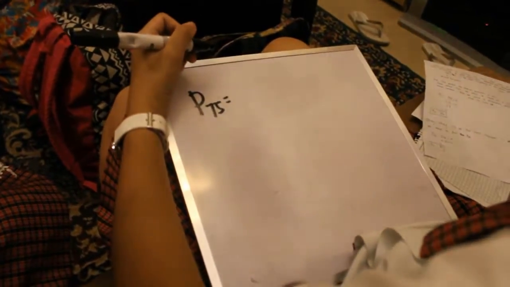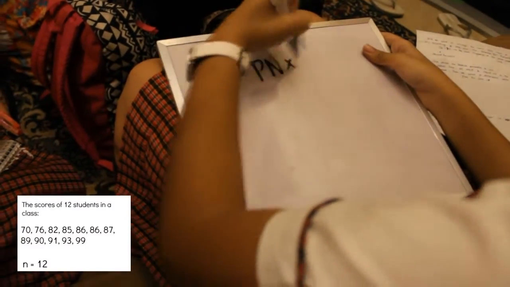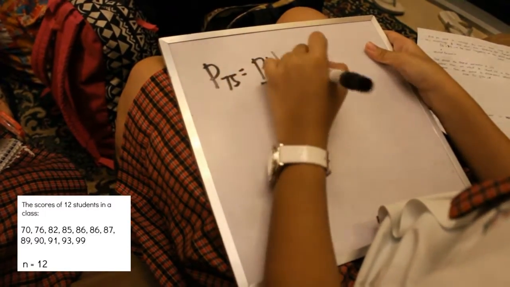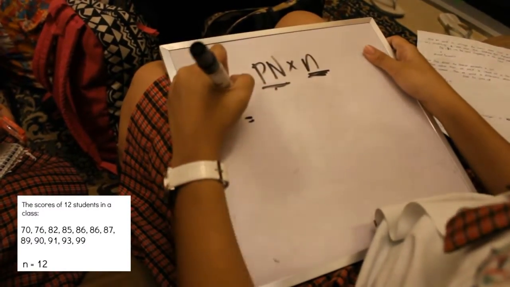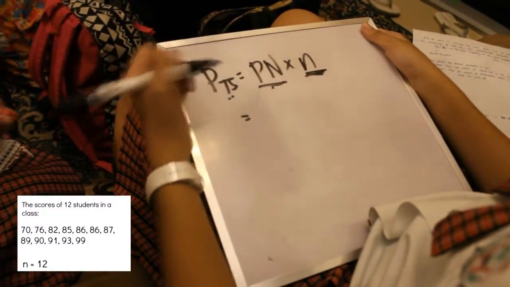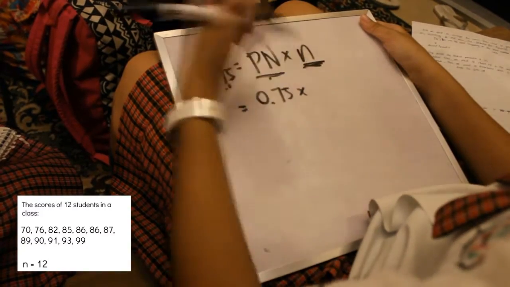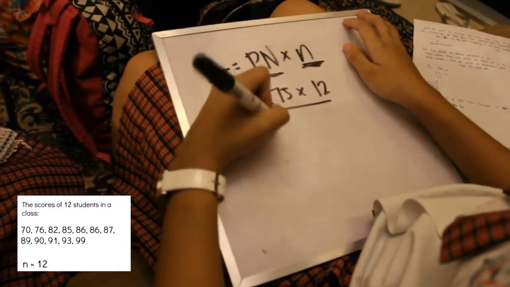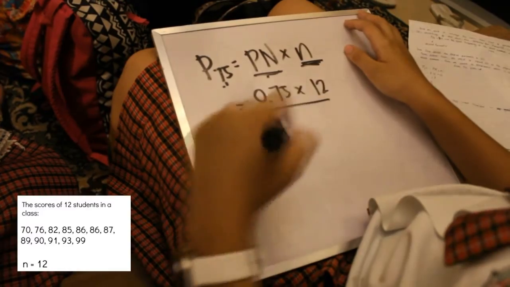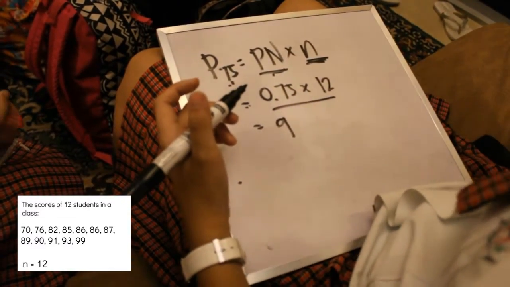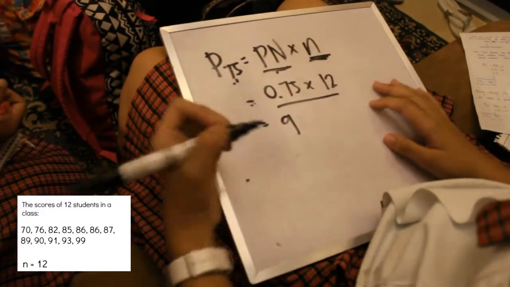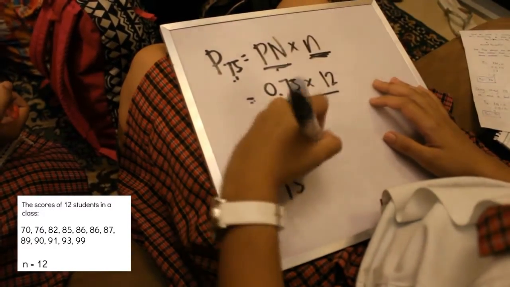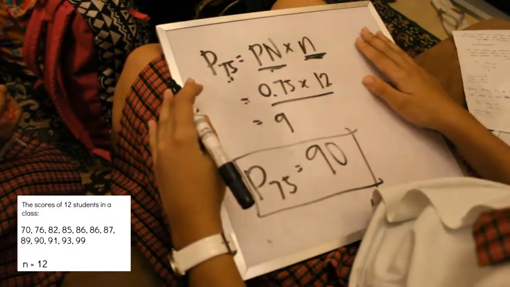So, again, we need to find. The formula is Pn times n, which is the desired percentile and the total frequency. So 75 divided by 100 is 0.75. Multiply it by the total frequency, which is 12 from the given set again. When you multiply that, the answer would be 9. Then again, we would count from the given set, which is in our notebook. And the answer is P75 equals 90. The 75th percentile is the 9th score, which is 90.